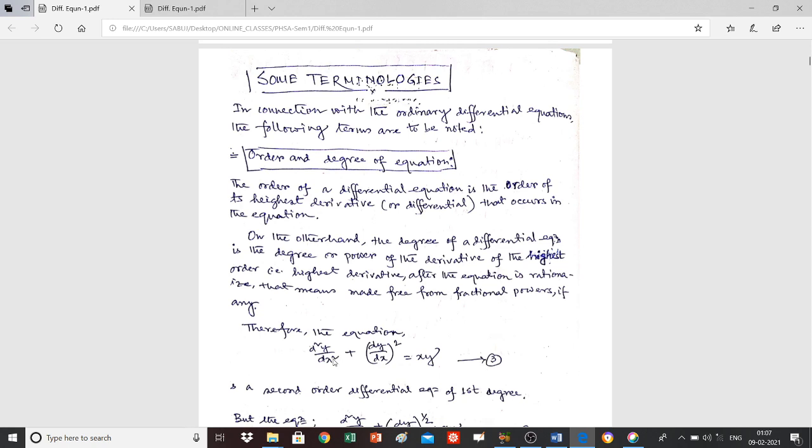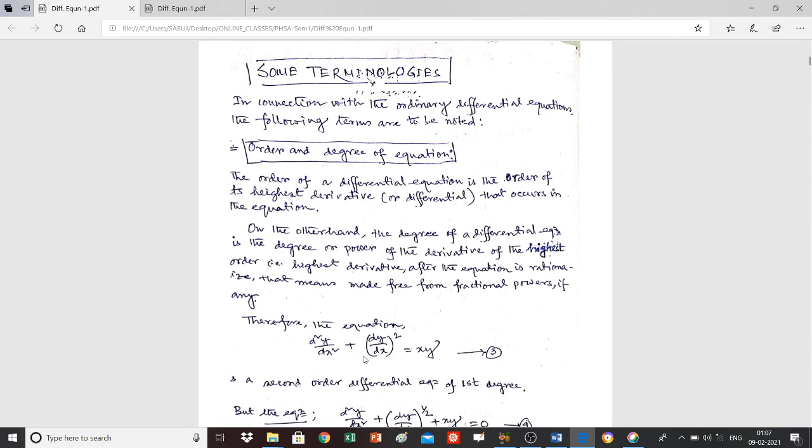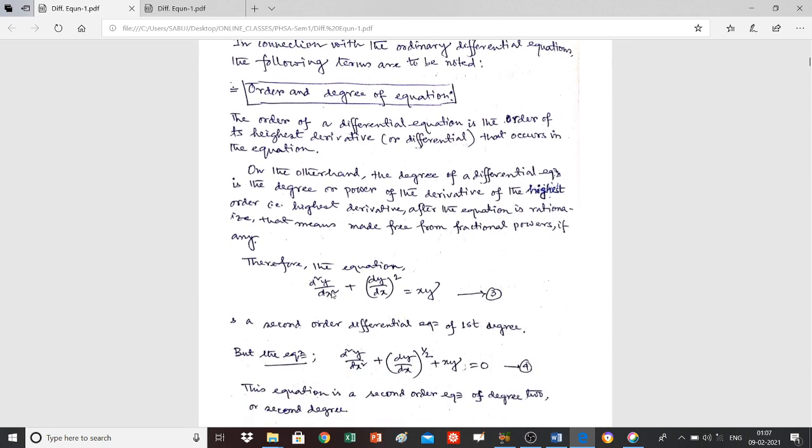For example, see here, this is a differential equation. It is d2y by dx square plus (dy by dx) whole square, equal to xy. Here one derivative is of first order, and the other derivative is of second order. But the highest derivative in this relation of y with respect to x is d2y by dx square. The order of the highest derivative is 2. So the order of this equation is 2, and it is very often called a second order differential equation.